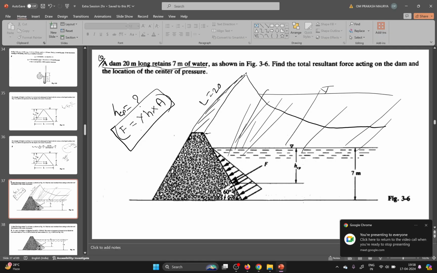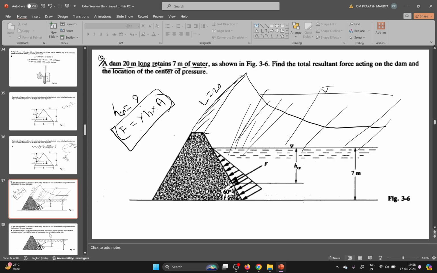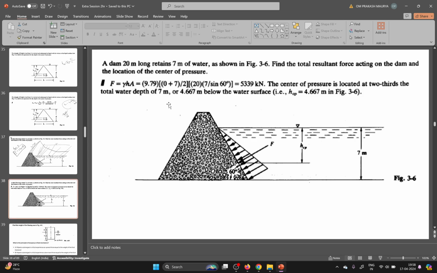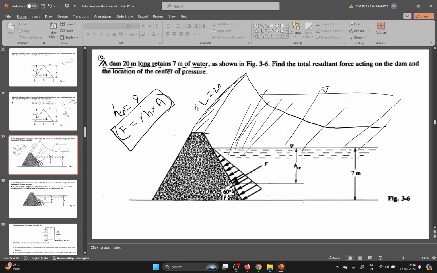Okay, no problem. So the answer for this question is: force is equal to rho g H A. So what will be your A? Calculating A here is a bit challenging, not very challenging but definitely. So A is what? This area, whatever the area is, the wetted area. This area is up to the depth. This area is the A.